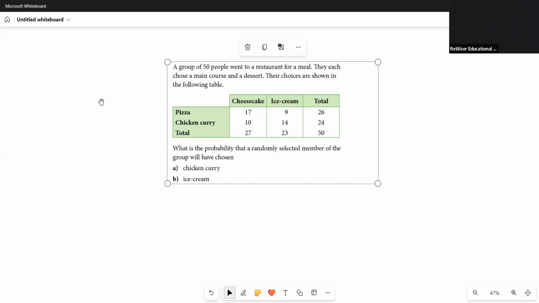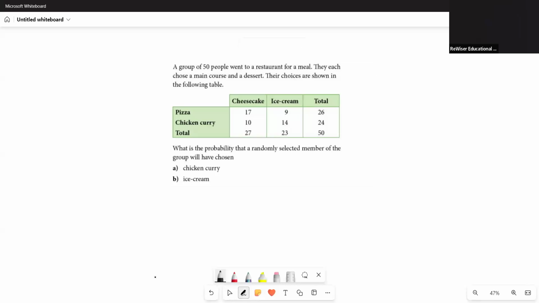Hello students, the other type of question asked is in a table format. A group of 50 people went to a restaurant for a meal. They each chose a main course and a dessert. Their choices are shown here. So they have already given you the sum of pizza, which is 26, the sum of chicken curry, which is 24, and the total of this is 50.